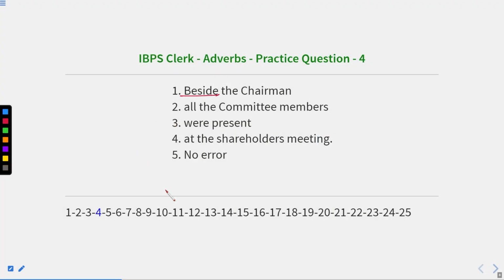So here, according to the sense of the sentence, it is not beside, it should be besides. So the correct sentence will be besides the chairman. It means the chairman attended the meeting, and other shareholders were also present at the meeting. So besides the chairman, all the committee members were present at the shareholders meeting. Besides the chairman, it means we are highlighting the chairman, and in addition to him there were other committee members as well. So here the solution is 1, where beside should be replaced with the word besides.